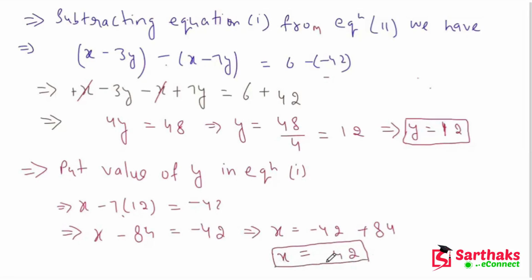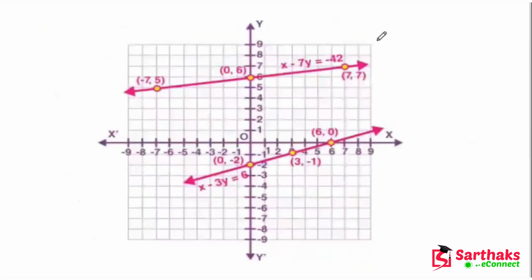So I hope you get this point. Now the solution table is: if we put the value of y in the second equation, then we get the value of x, which is the same as 42. Now we have the values. Now we have x and y, we can put them on the graph. So this is our graph.